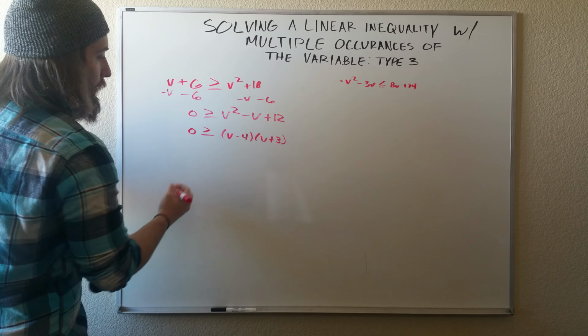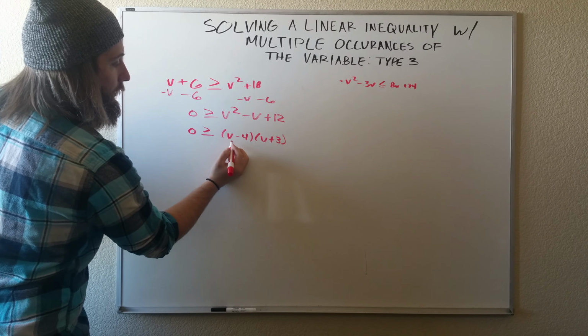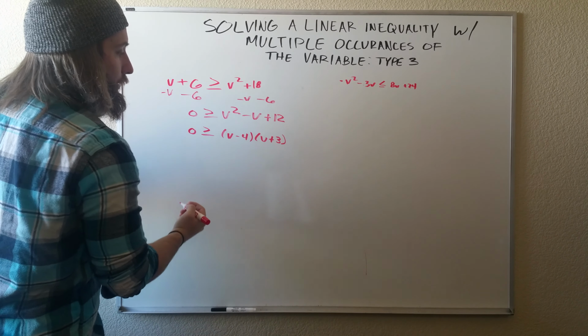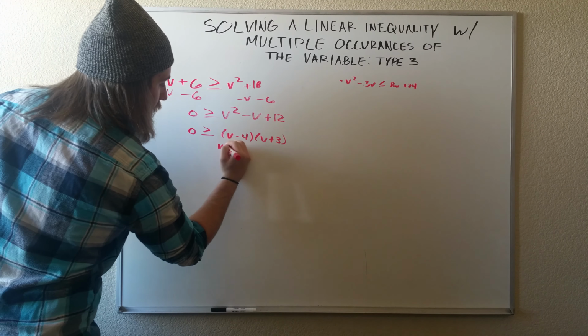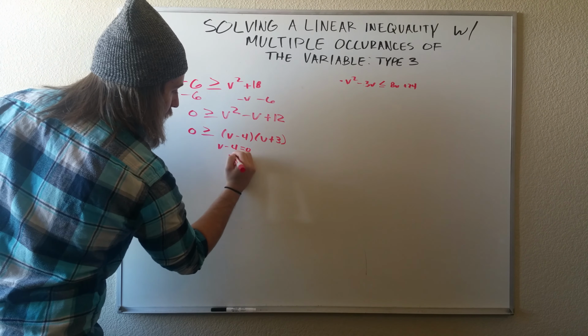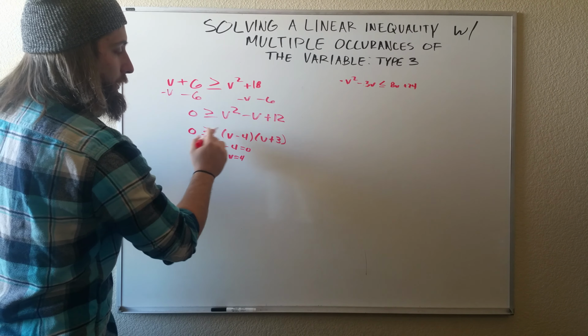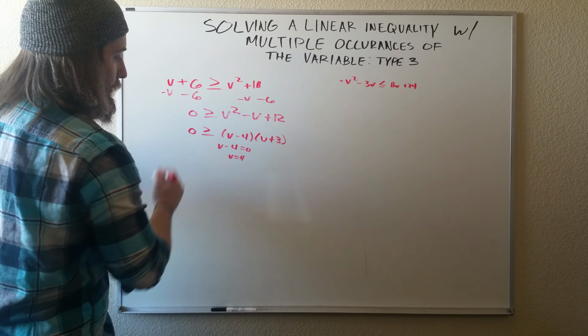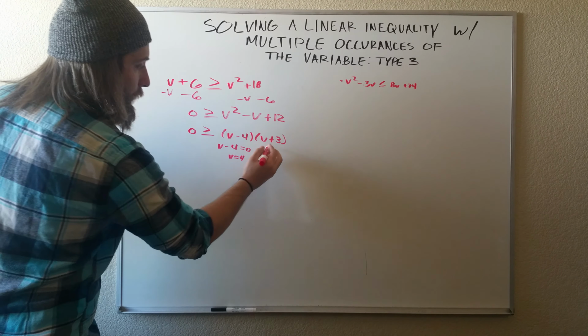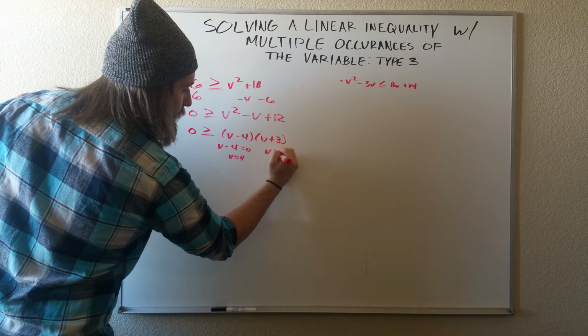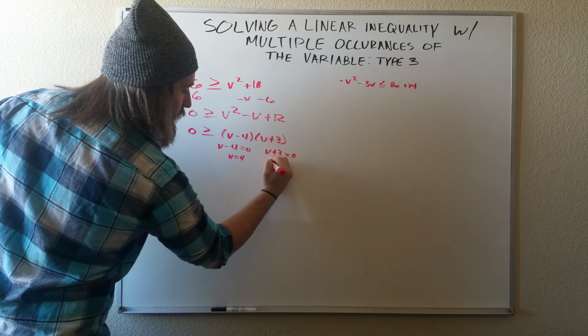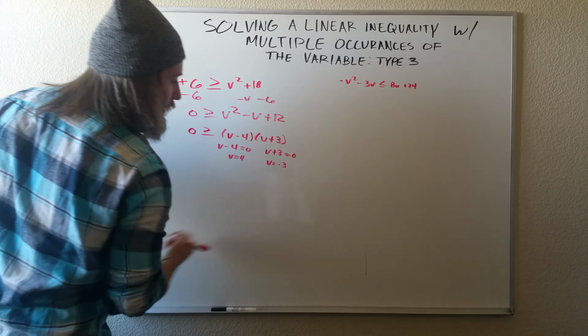So from there, what we need to do is find which values of these equal 0. So if we set v minus 4 equal to 0, we get v equals 4. So if we plug in 4 to here, this will become 0, and then the whole thing is 0. So we get our equal to. And we'll do the same thing for the other one, v plus 3 equals 0. So we get v equals negative 3.